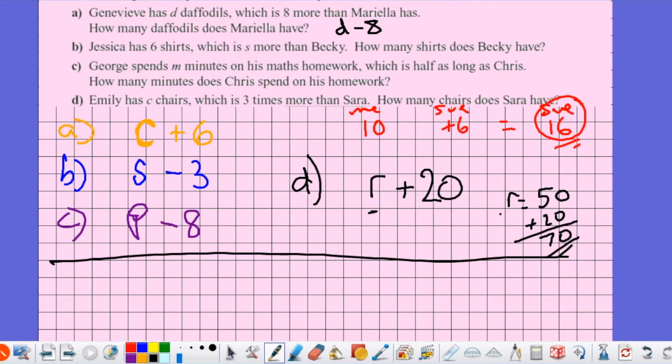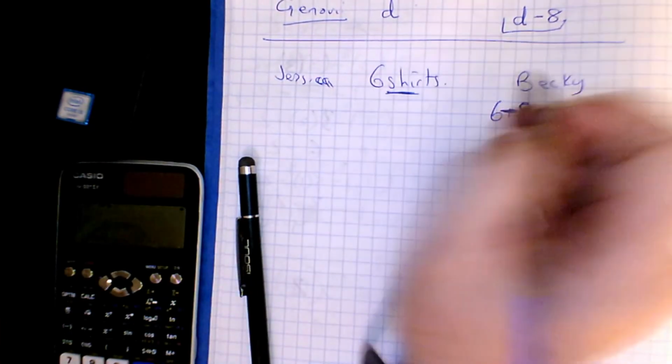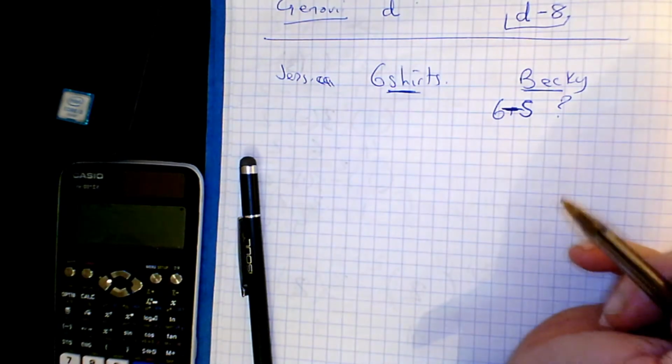Question 2. Jessica has 6 shirts, which is S more than Becky. So Jessica, we're told, has 6 shirts, which is S more than Becky. Take away the S. How many shirts does Becky have? Jessica has 6. What does Becky have? So 6 take away S.